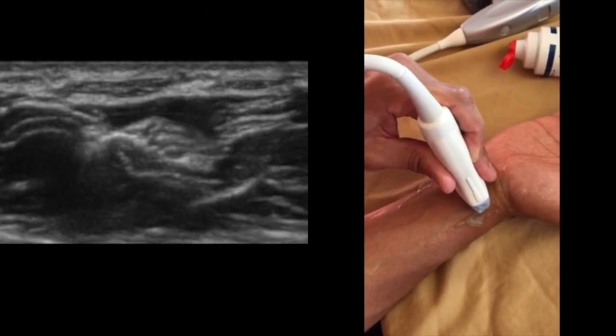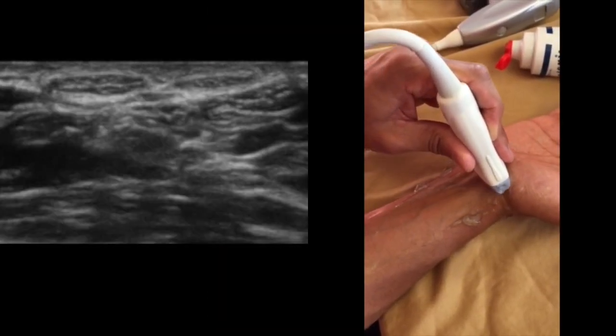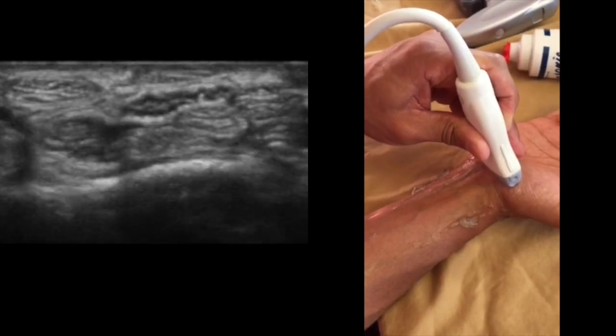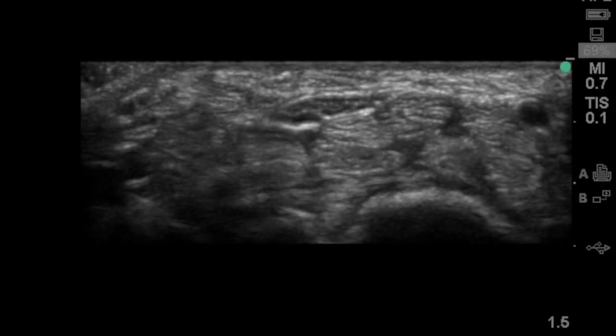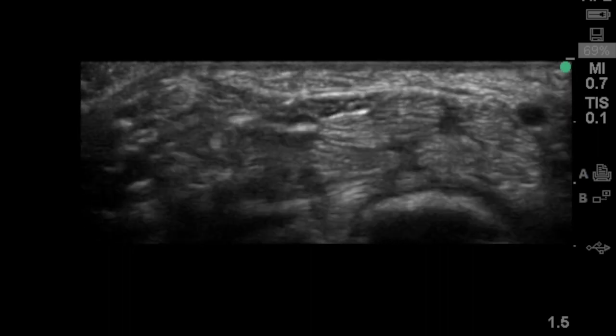This proximal to distal axial sweep contrasts the median nerve against the flexor muscles. The flexor pollicis longus is demonstrated just inferior and left of the median nerve.